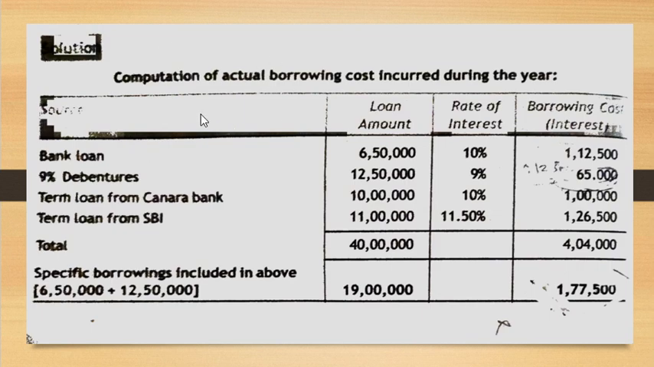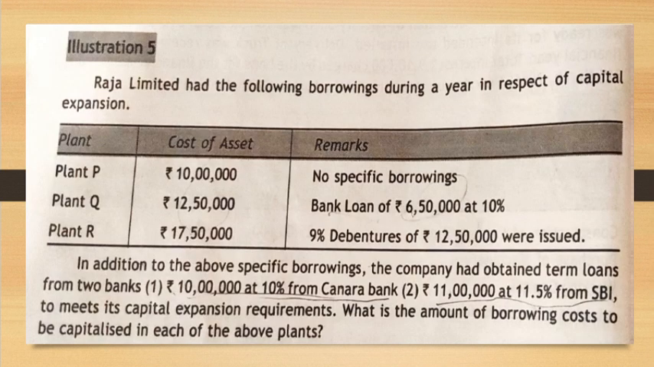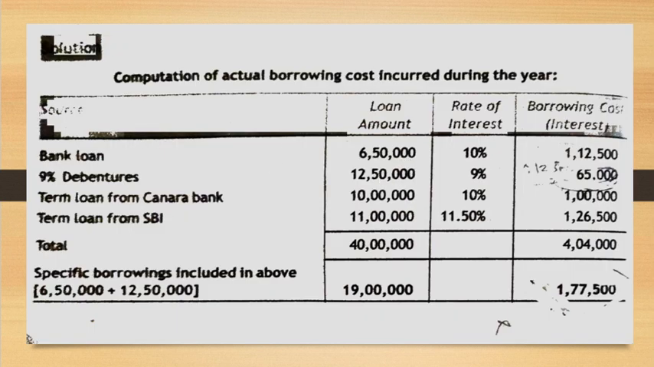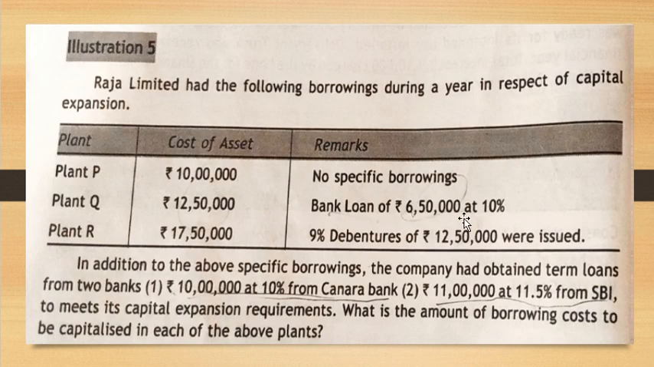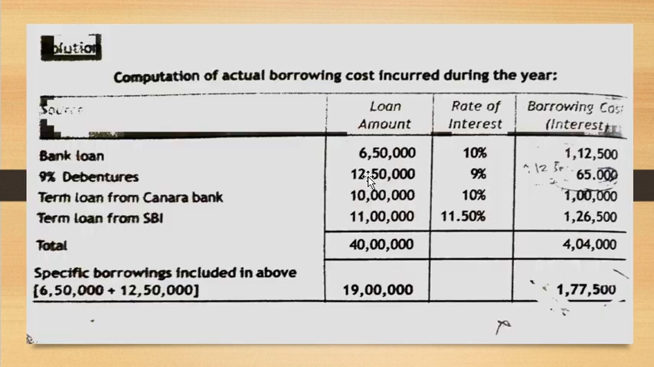This is the solution part. Computation of actual borrowing cost incurred during the year. Here, particulars, sources of funds: the bank loan which you have taken is 6,50,000, which is there in the question. Bank loan of rupees 6,50,000 for Plant Q is taken. What is the interest rate for that loan? Bank loan of 6,50,000 at 10%. So 6,50,000 is the loan amount, rate of interest is 10%.